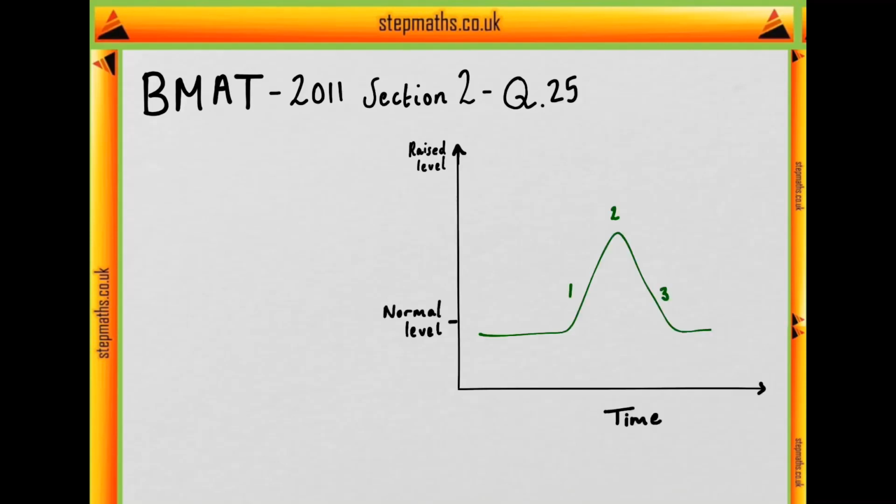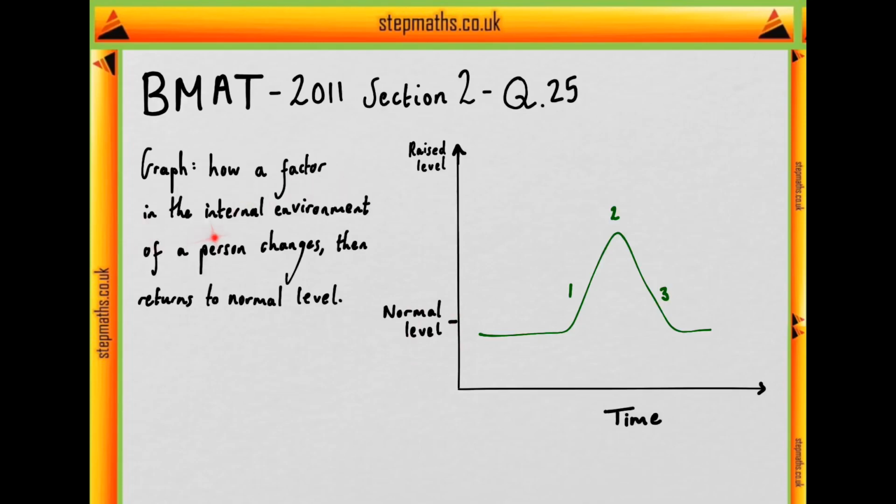Question 25, we're given the following graph here, where we have time against normal level, and we're told that this graph represents how a factor in the internal environment of a person changes and then is returned to a normal level. Okay, so we can see from this description of change followed by a subsequent return to normal level that this is describing homeostasis, which is the maintenance of a constant internal environment through corrective measures, i.e. potential negative feedback loops, to prevent the deviation of a particular factor from the normal level.